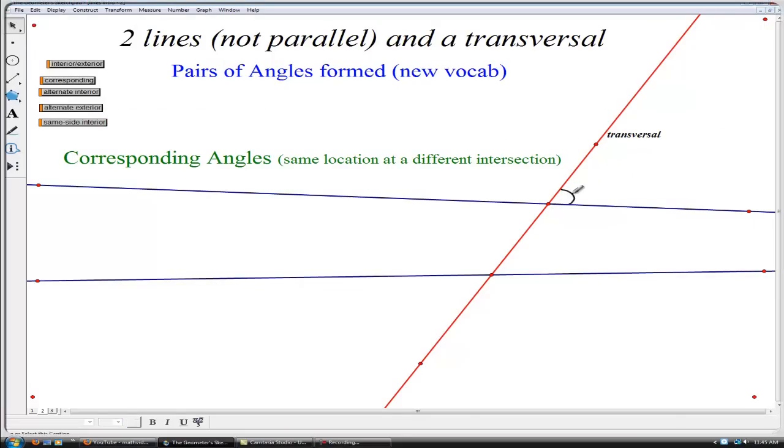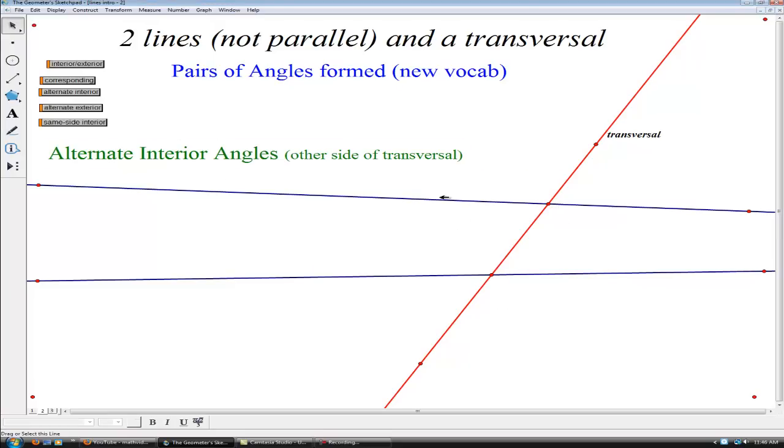This angle, which I'll call angle 1, and this angle, for now I'll call that angle 2, these have the same location at a different intersection. These would be an example of corresponding. This angle right here, which I'll call angle 8, and this angle right here, notice that I'm not marking them congruent because these are not parallel, but still this location, angle 8 and angle 9, would also be corresponding.